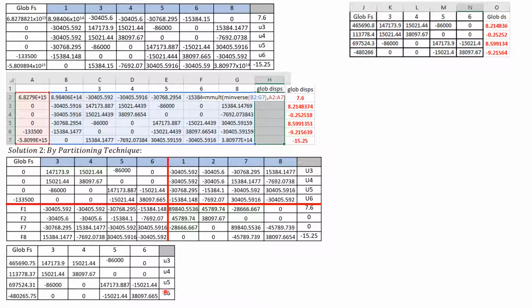So solving for these unknown displacements, it is the inverse of this 4x4 matrix times this global force matrix. And again, we invert this by using Excel because this is 4x4. It will consume our time doing that. So we define this cell here, which is equal to the product of the inverse of this 4x4 matrix and this matrix here. So you get the same results for U3, U4, U5, and U6.